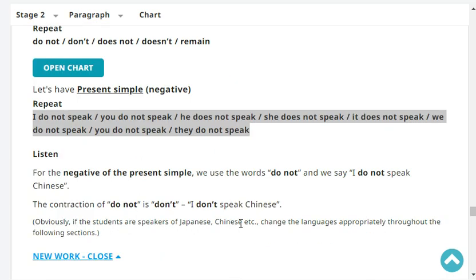Okay, listen. For the negative sentence of the present simple, we use the words do not. And we say, I do not speak Chinese. Okay, the contraction of do not is don't. So we can say, I don't speak Chinese. So it means generally we don't speak Chinese.